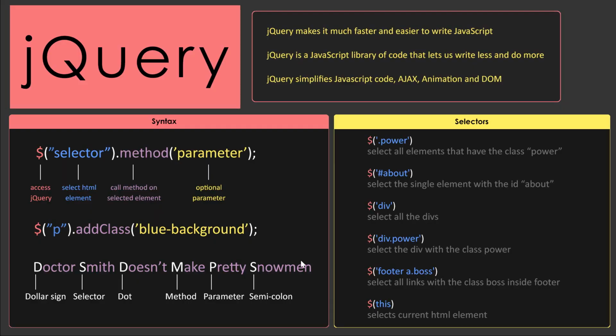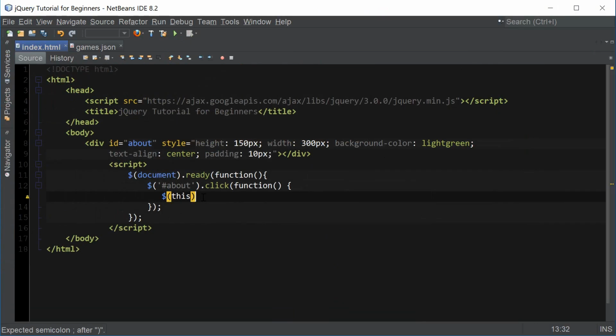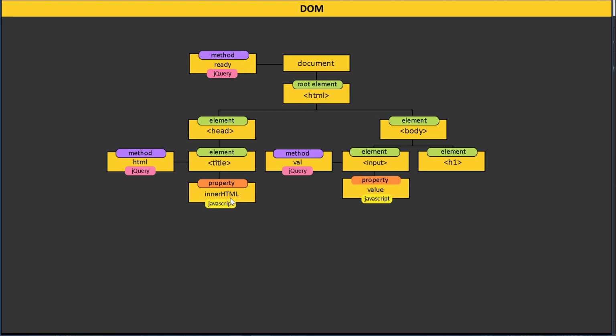And I've actually gone ahead and added it here under selectors, so you guys can see that this selects the current HTML element. So that is what this is. So we're gonna say this, which is again referring to our about div, and this time we're gonna use a method HTML, and we're gonna set its parameter to whatever text we like. I'm just gonna say you clicked me. So jQuery's HTML method sets the inner HTML of the HTML element that we're selecting in the same way that JavaScript's property of inner HTML would do.